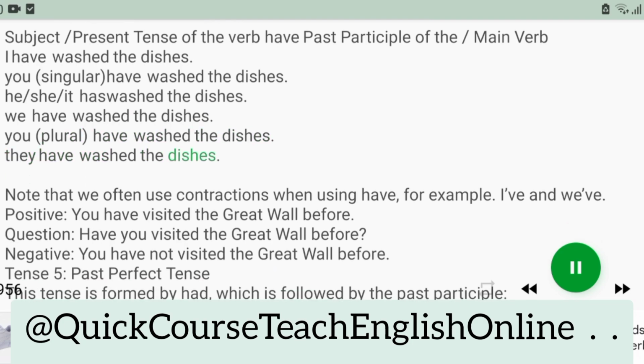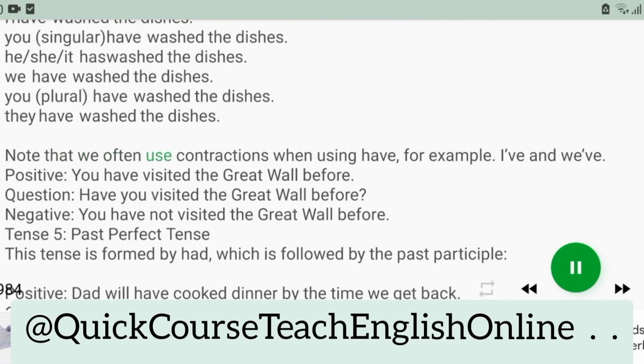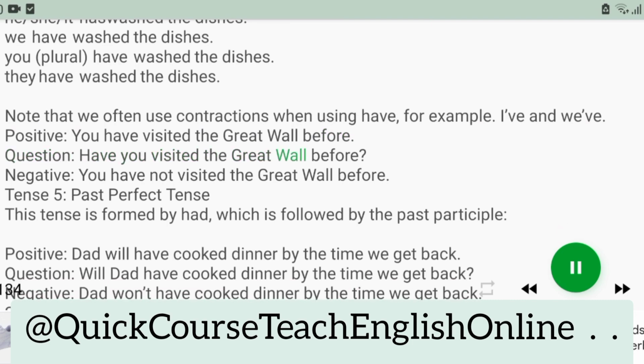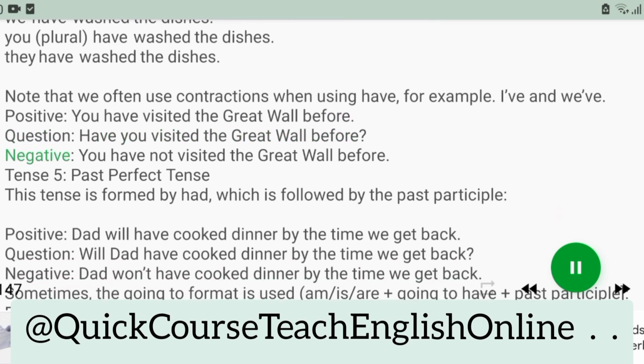Note that we often use contractions when using have, for example we've. Positive. You have visited the Great Wall before. Question. Have you visited the Great Wall before? Negative. You have not visited the Great Wall before.